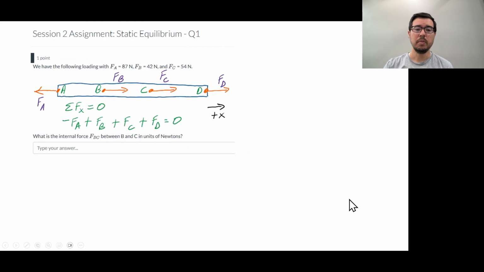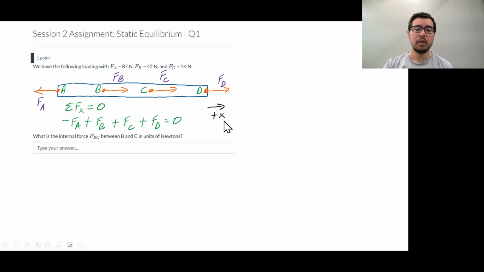In this problem, we have the opportunity to look at four loads acting on a bar. These are external loads. And we are asked to evaluate or calculate the internal force in the middle of this bar between B and C.